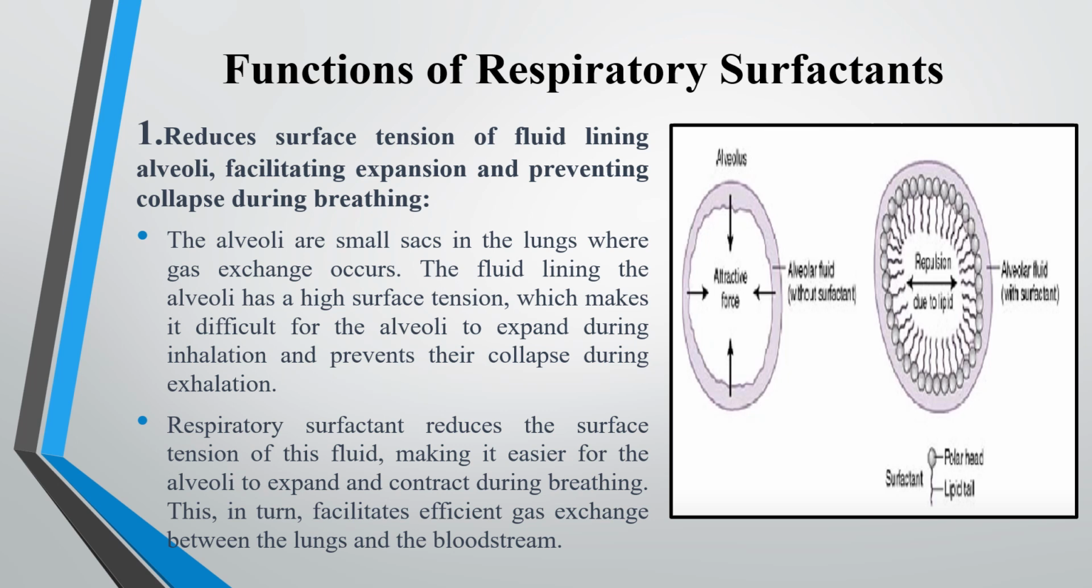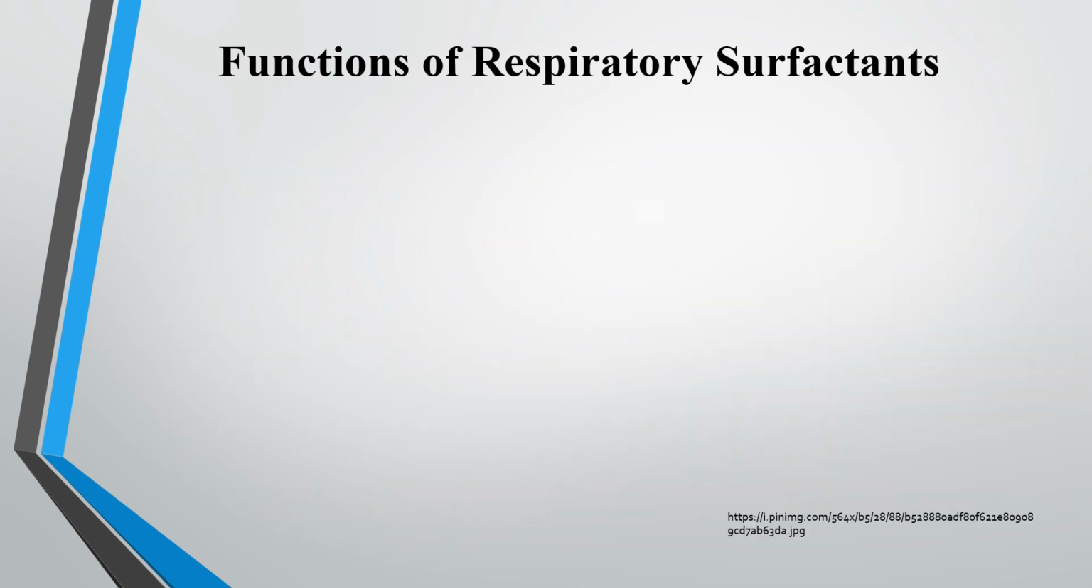In addition to reducing surface tension, respiratory surfactants also play an important role in facilitating the clearance of lung fluid. The lungs are constantly exposed to a variety of environmental toxins and pathogens that can cause lung infections and other respiratory diseases. The respiratory system has several mechanisms in place to protect the lungs from these harmful substances, including the production of respiratory surfactants. These surfactants help to prevent accumulation of excess fluid in the lungs by promoting the clearance of fluids and particles from the airways.